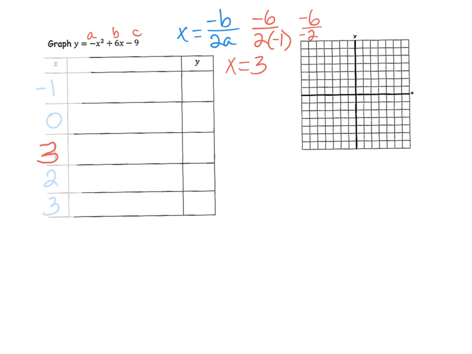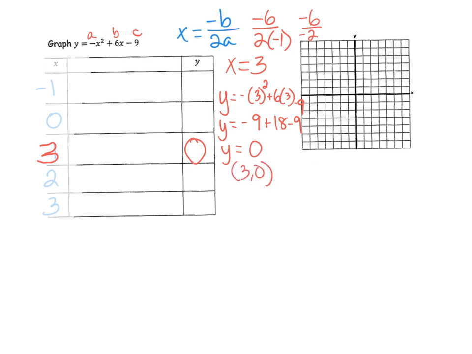Now, how do I find my y? Put 3 in the problem. Negative 3. Notice that I put the negative in front of the parentheses. Important. Okay. Negative 9 plus 18 minus 9. Y equals what? 0. Okay, that is my y. My vertex is 3, 0.